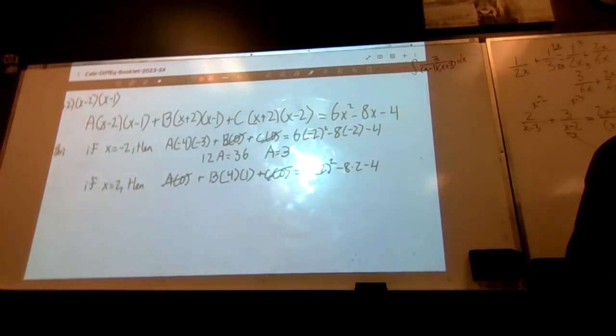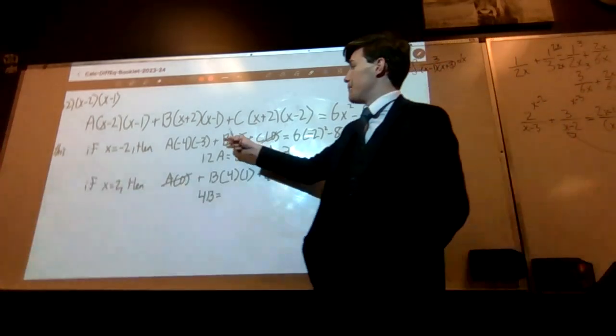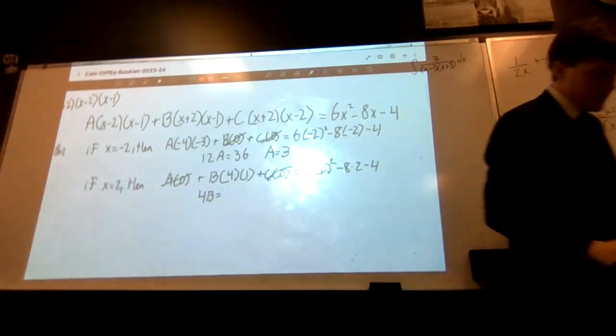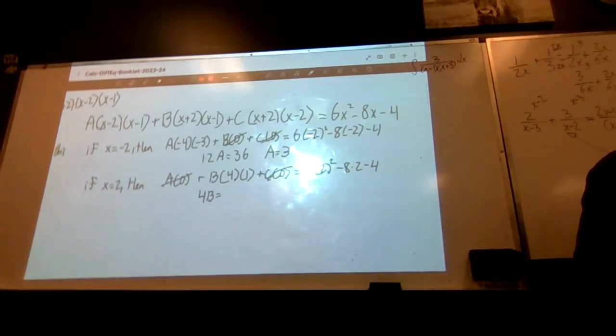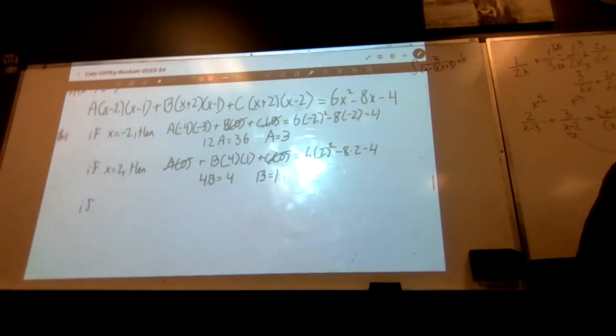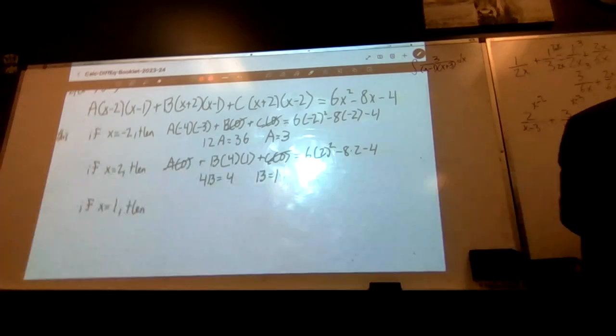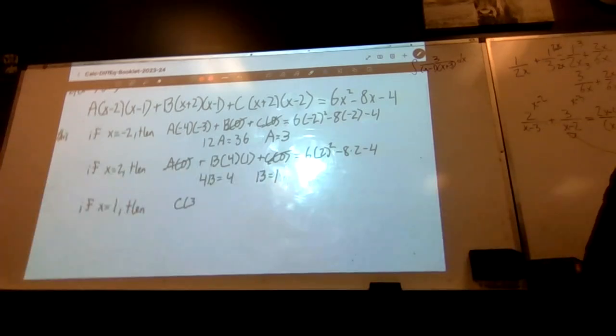But yes, Connor. Is the x equals 2 for b? Yes, x equals 2 because what is that missing? We're missing x minus 2. So what's going to give me a 0? 2. So 4b is equal to 4. Therefore, b is equal to 1. Now, what's the last one we need to do? If x equals positive 1, then I know that my a is going to cancel, my b is going to cancel. I'm not even going to write out my c. My c is going to be 3 times negative 1 equals 6 times 1 squared minus 8 times 1 minus 4.